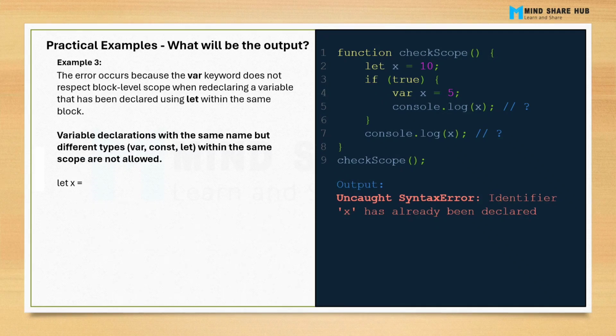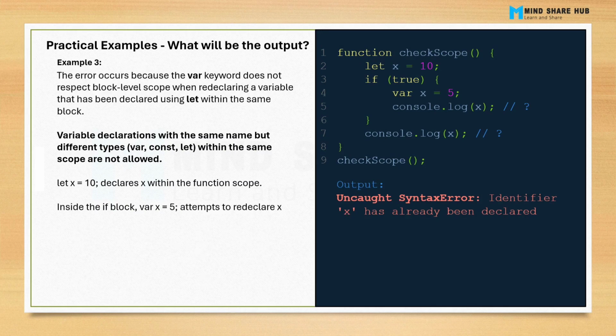Let x equals 10 declares x within the function scope. Inside the if block, var x equals 5 attempts to redeclare x, which has already been declared using let within the same function scope. This action causes the syntax error.